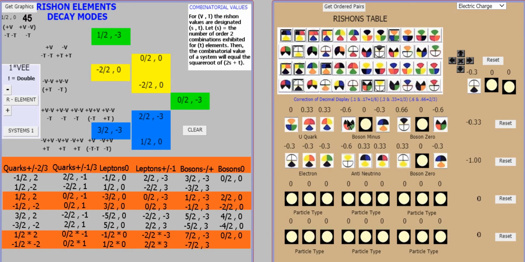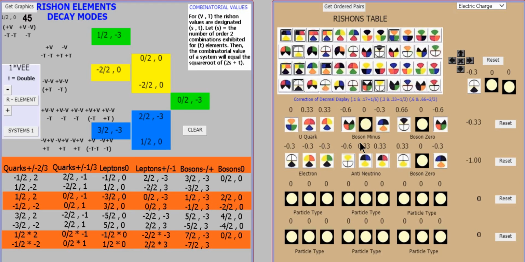Let's investigate the quantum numbers for the S quark and W boson minus decay. For the electric charge, we can see that on the U quark it is 2/3, and on the W boson minus it is -1, making for the S quark -1/3.